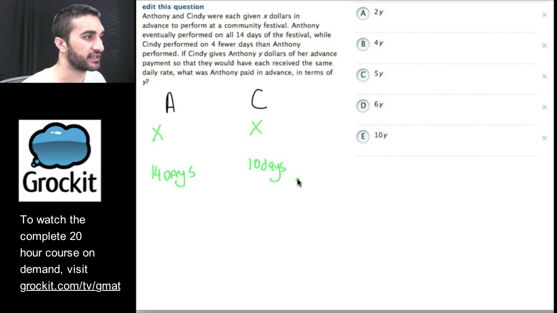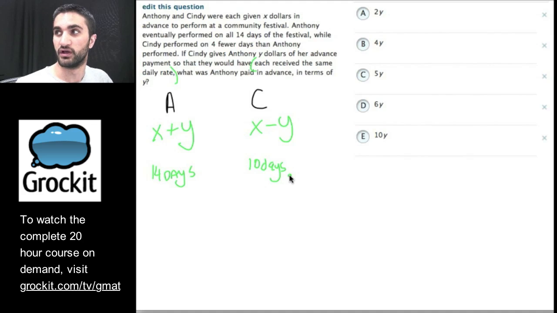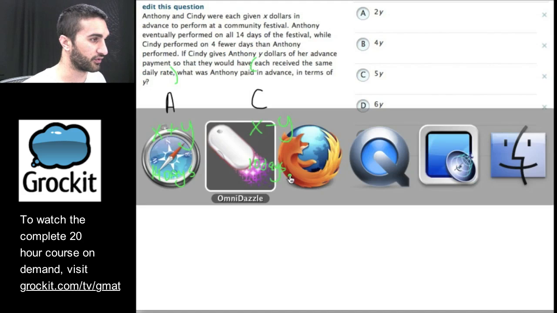10 days. If Cindy gives Anthony Y dollars, so Cindy loses Y dollars and Anthony gains Y dollars of her advance payments, so that they would each receive the same daily rate. This is the part that we have to pull from words into some sort of arithmetic or algebra.